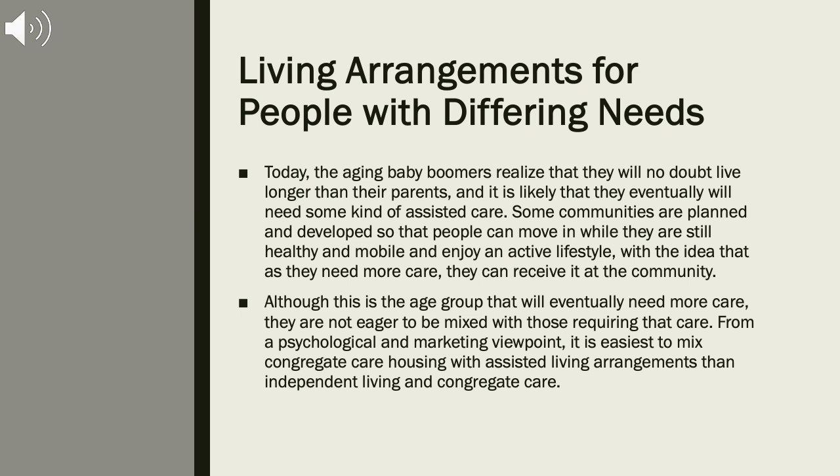Some communities are planned and developed so that people can move in while they are still healthy and mobile and enjoy an active lifestyle, with the idea that as they need more care, they can receive it at the community. Although this is the age group that will eventually need more care, they are not eager to be mixed with those requiring that care. From a psychological and marketing viewpoint, it is easiest to mix congregate care housing with assisted living arrangements than independent living and congregate care.